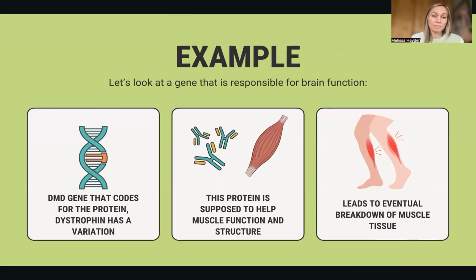Using an example, in the case of Duchenne muscular dystrophy, or DMD, proteins play crucial roles in muscle function and development. But the condition arises due to a mutation in one specific protein, dystrophin. So, let's say the DMD gene that is supposed to create the protein dystrophin, which is important for muscle function and structure, has a variation. It does not produce the protein effectively, resulting in muscle fiber damage, inflammation, and the eventual breakdown of muscle tissue.